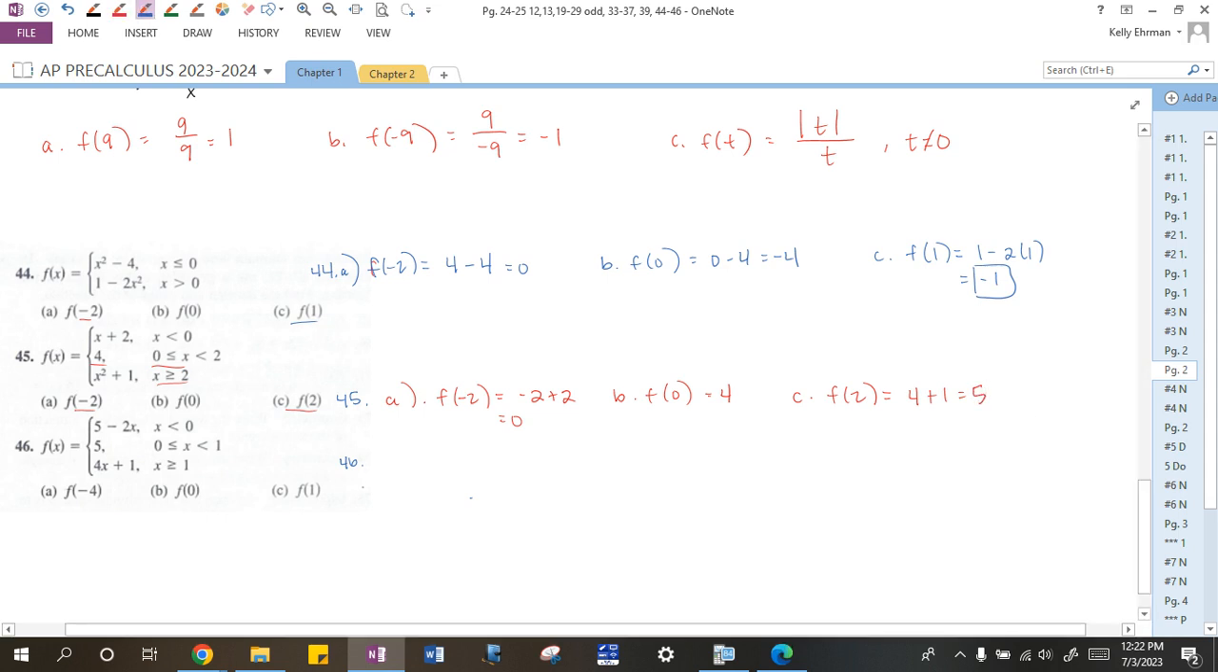And for 46, f of negative 4. Negative 4 falls into the first category. Gosh, I just realized these just sort of take you in order. I will be jumping around if I were to make a worksheet on this. It wouldn't always just be first piece, second piece, third piece. Make sure you're paying attention to what the x value is. F of 0 falls into the middle piece. It's 5. And f of 1 falls into the final piece. 4 plus 1 is 5.